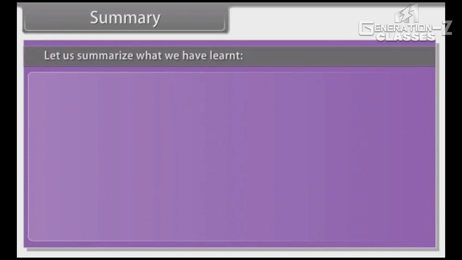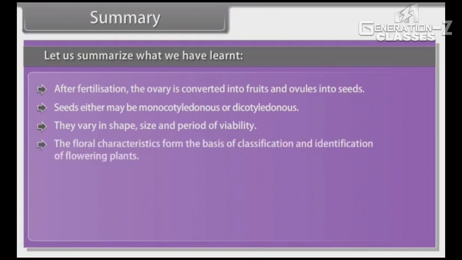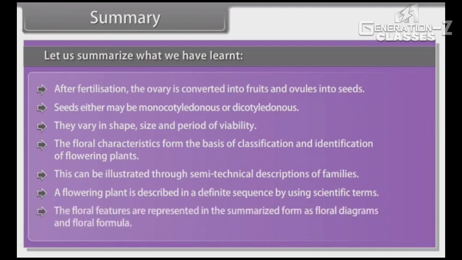Summary. Let us summarize what we have learned. After fertilization, the ovary is converted into fruits and ovules into seeds. Seeds either may be monocotyledonous or dicotyledonous. They vary in shape, size, and period of viability. The floral characteristics form the basis of classification and identification of flowering plants. This can be illustrated through semi-technical descriptions of families. A flowering plant is described in a definite sequence by using scientific terms. The floral features are represented in summarized form as floral diagrams and floral formula.